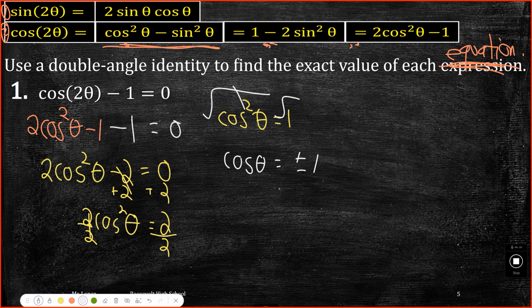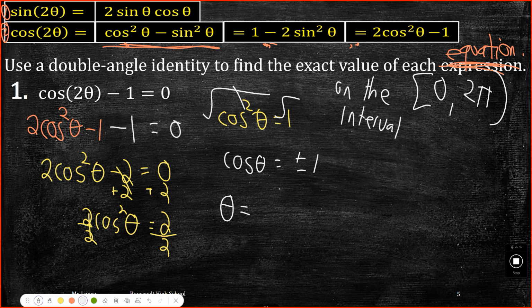What angle gives you that? What are the angles? Is it pi? And would it be 0 too? This is messed up. It should say including 0 to 2 pi, not including 2 pi. So use the double angle identity to find the exact value of each equation on the interval 0 to 2 pi. So on one revolution.